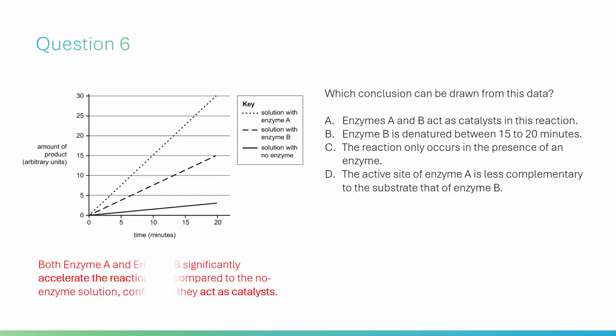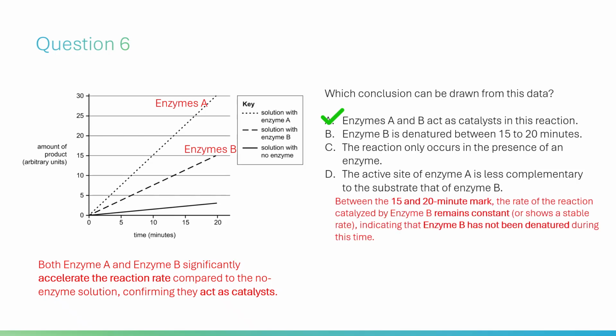Both enzyme A and enzyme B significantly accelerate the reaction rate compared to the no enzyme solution, confirming they act as catalysts. Between the 15 and 20 minute mark, the rate of the reaction catalyzed by enzyme B remains constant, or shows a stable rate, indicating that enzyme B has not been denatured during this time.